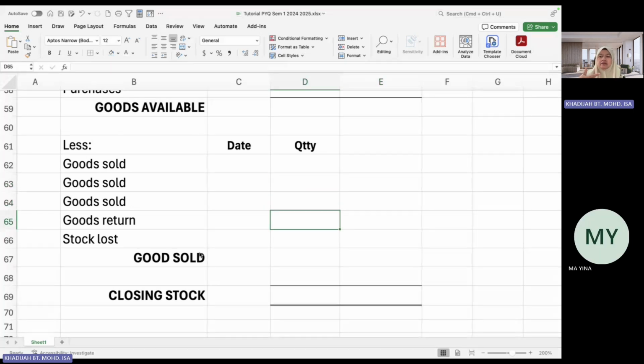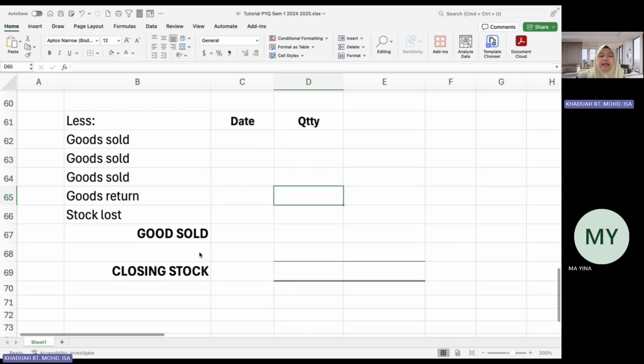If you sell, then goods return could be brought into the inventory, coming back to the business. So you have to do some adjustment there. And we are also going to include the stock loss, because they will determine how many goods are no longer in the business. So that is part of the goods sold.